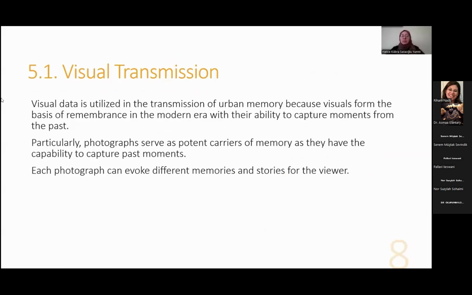Particularly, photographs serve as potent carriers of memory as they have the capability to capture past moments. Each photograph can evoke different memories and stories for the viewer. Oral history and other methods are also used in the transmission of urban memory and cultural heritage. Oral history aims to create historical knowledge by recording individuals' memories and experiences.